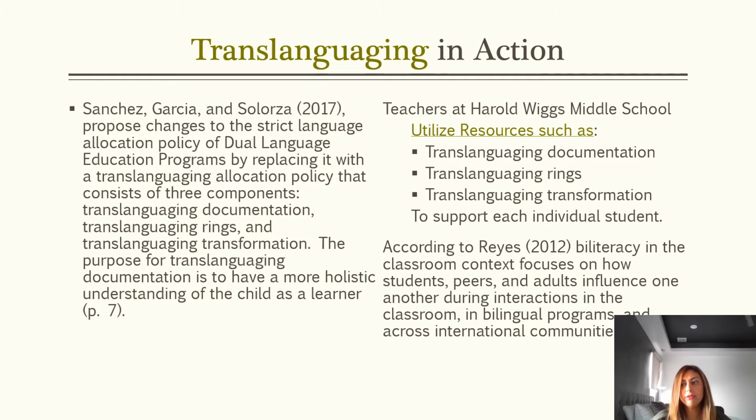This also identifies another connection that is referenced by Reyes 2012, who explains that biliteracy in the classroom context focuses on how the students, the peers, and the adults influence one another during the interactions in the classroom in bilingual programs and across communities. This is how it is done at Harold Wicks Middle School. The teachers do offer help for the emerging bilinguals at all times, and they allow the use of translanguaging in the classroom.